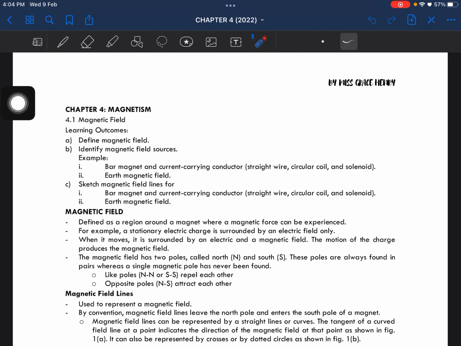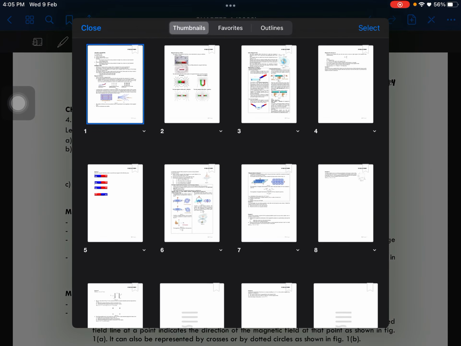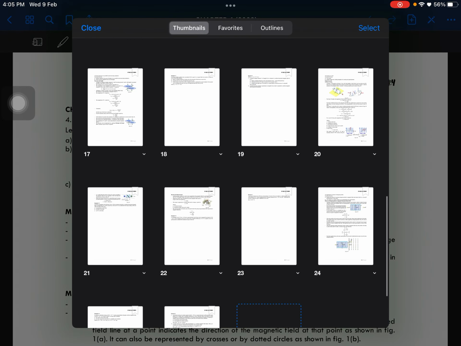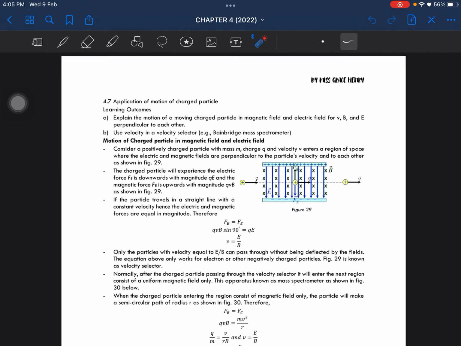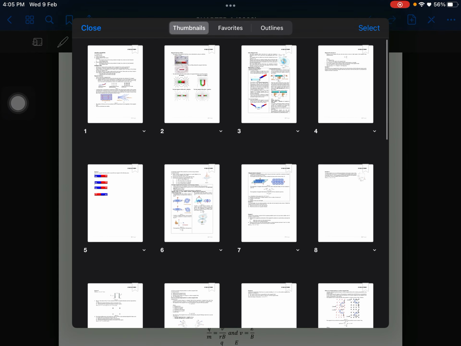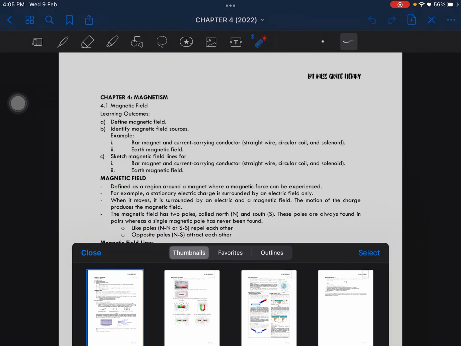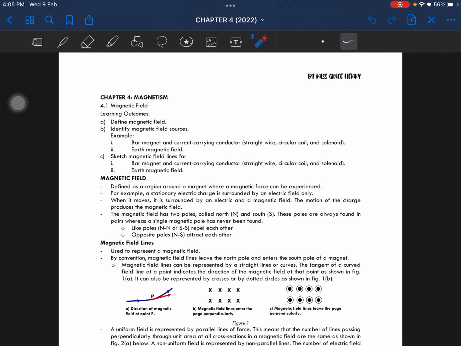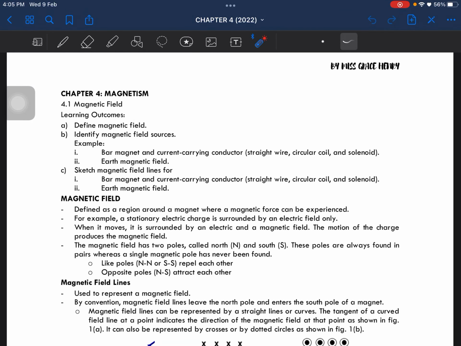Hello everybody, so today we will be entering chapter 4, which is on magnetism. This chapter won't be in your exam, but it will be the chapter for your assignment, okay? There are 7 subtopics, but you just need to understand them so that you can solve the assignment questions.